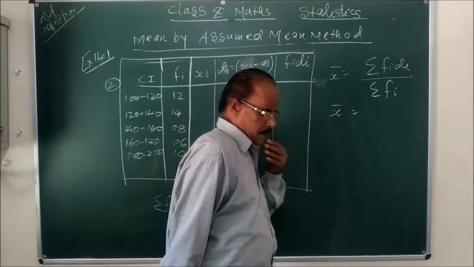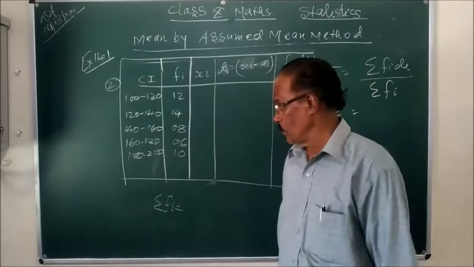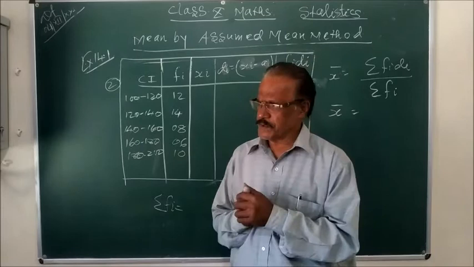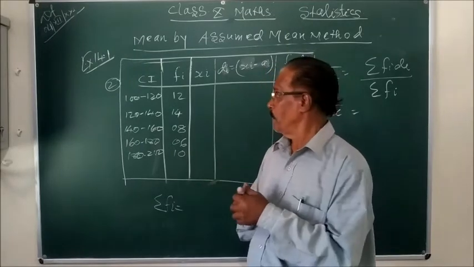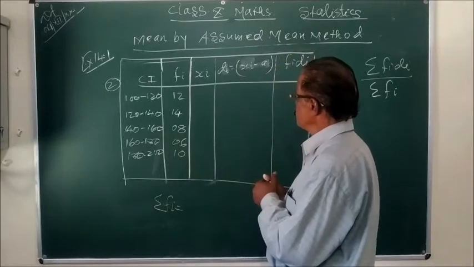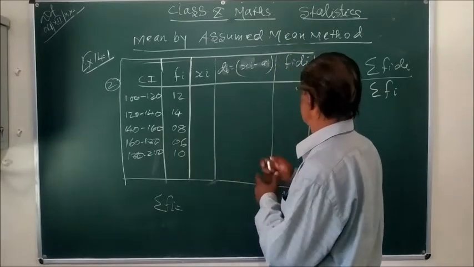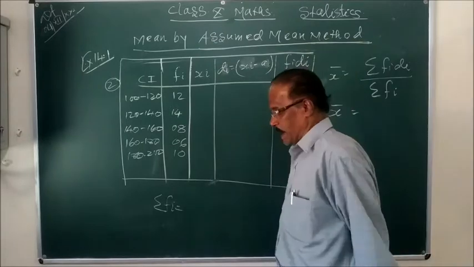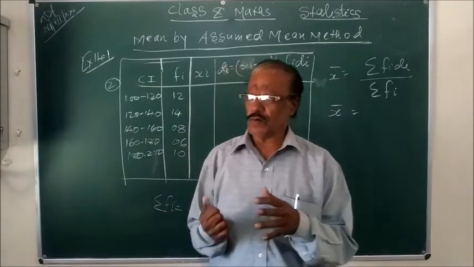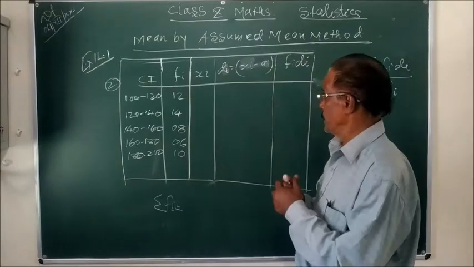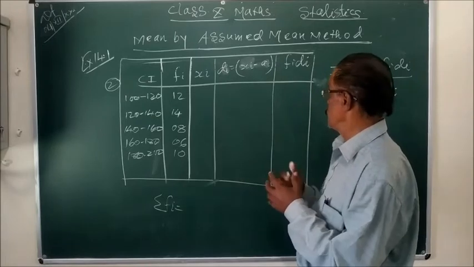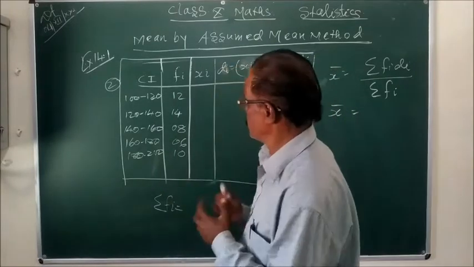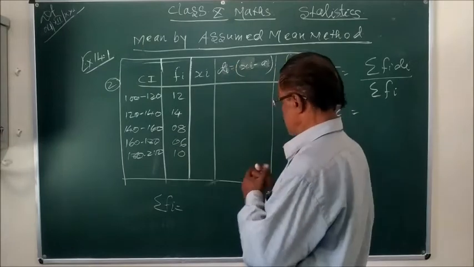Statistics. Yesterday I had prepared one video. How will you find the mean? There are three methods to find the mean of given numerical data: direct method, assumed mean method, and step deviation method. As I have told you, step deviation method has been deleted for this session. So you have to concentrate only on these two methods, direct method and assumed mean method. Yesterday I explained the direct method. Today you will see the second method, assumed mean method.